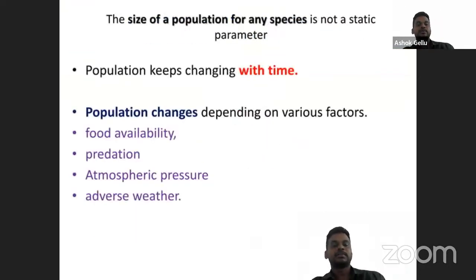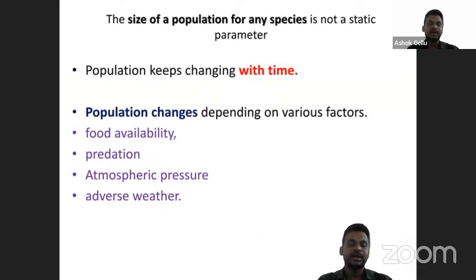The size of the population of any species is not a static parameter. Population keeps changing with time. The population changes depending on various factors: food availability, predation, atmospheric pressure, and adverse weather conditions. These four impact the population change. With time changing, the population keeps changing with these four factors.